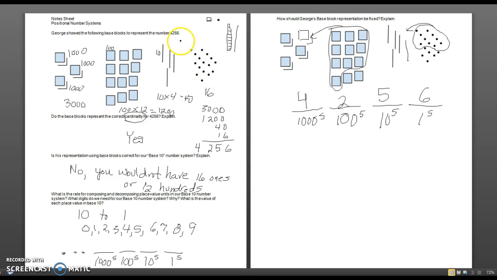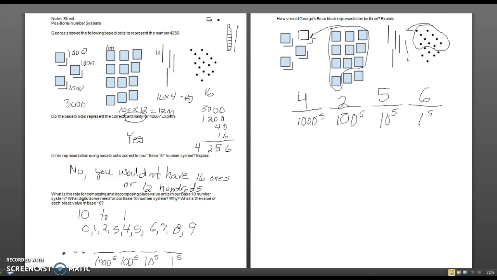So going back, George's representation here was correct. However, correct cardinality. All right, he represented 4,256 ones the way they were put together. If I broke these apart, that's how many ones there would be. But in terms of symbolically recording the number, he didn't do a good job. He didn't follow the 10 to 1 ratio. And that's what we've changed here. And so now we can see that our base pieces match up exactly to the way we symbolically write the number, 4, 2, 5, 6.